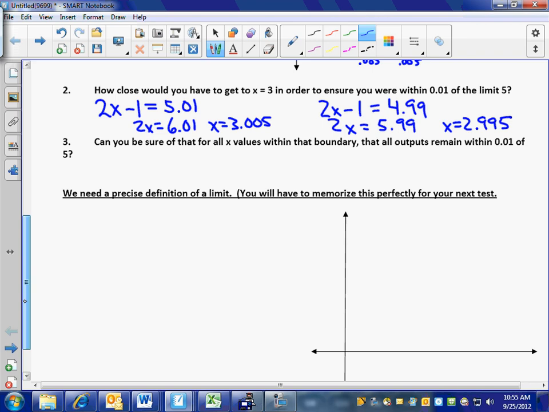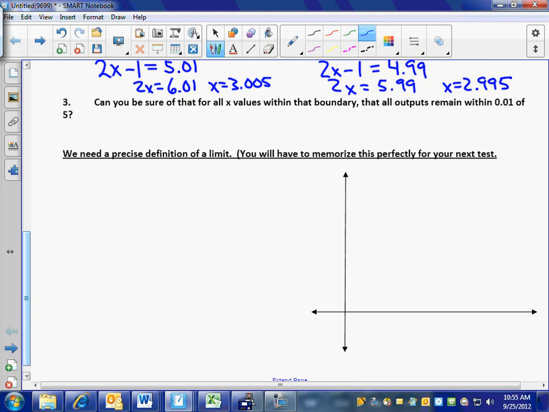All right. Here we go. Can you be sure that for all x values within that boundary, all outputs remain within 0.01 of 5? Because we know it's a line, yes, we can be. But in some graphs, we have to ask this question. We have to say, not really.